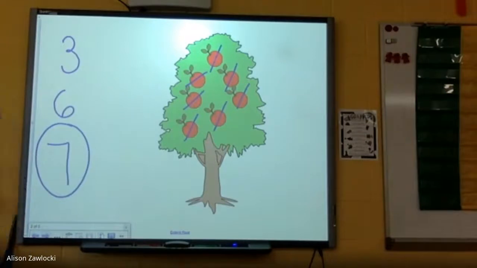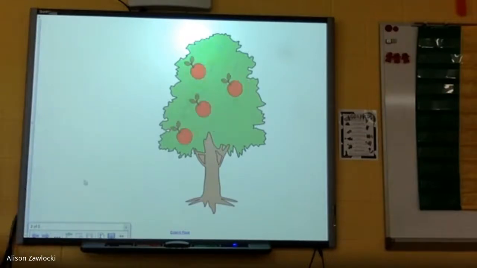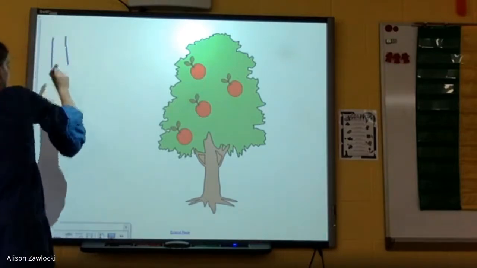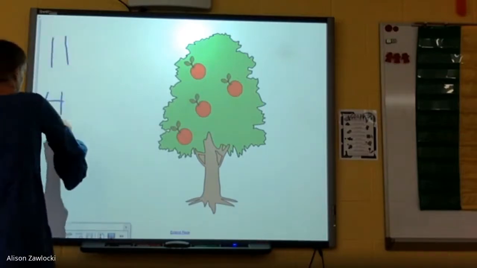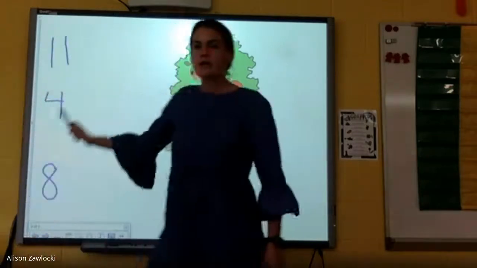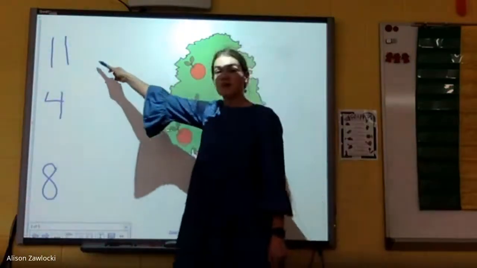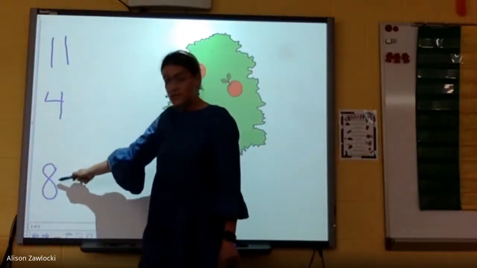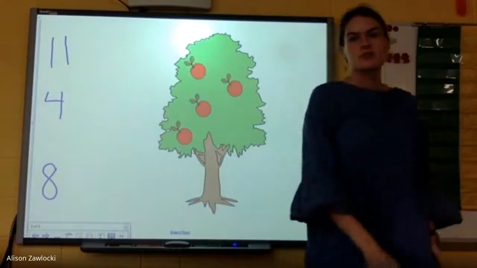Let's do the next one together. And this time, I want you to write these 3 numbers. What number is this? That's right, that's 11. What about this one? 4, very good, and 8. Go ahead and write those 3 numbers.